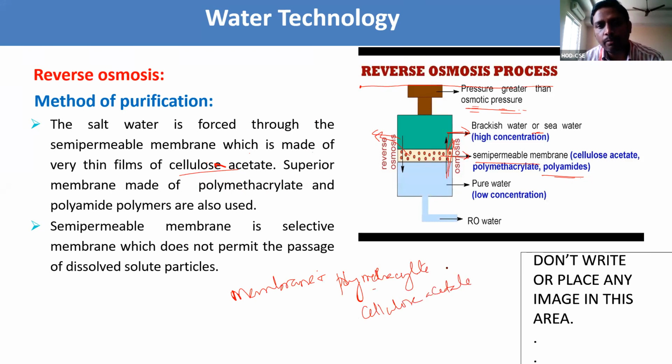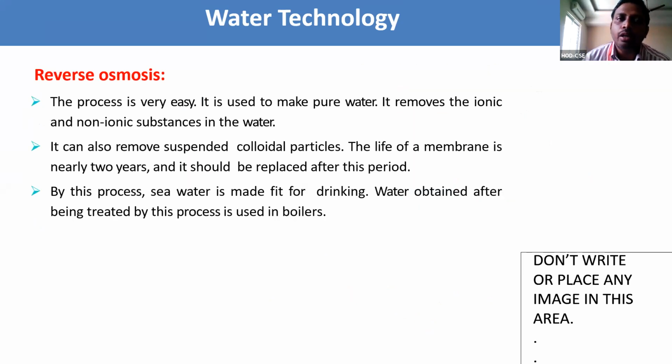These membranes are made up of polyamides. Polyamides are used for the preparation of the semi-permeable membrane. These are selective membranes which do not permit the passage of dissolved solute particles present in the water. Coming to what reverse osmosis actually is.